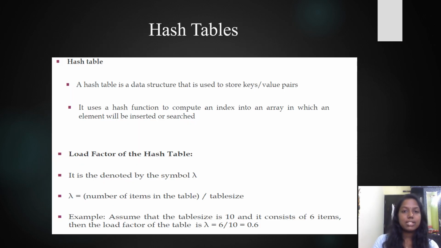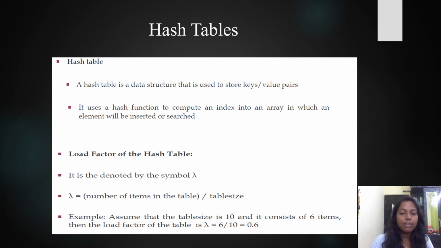Now, coming to the next concept, that is hash table. First of all, what is a hash table? Hash table is a data structure that is used to store key-value pairs. It uses a hash function to compute an index into an array in which an element will be inserted or searched. Basically, a hash table helps us to insert elements into it which can be searched. It's basically a faster searching technique.